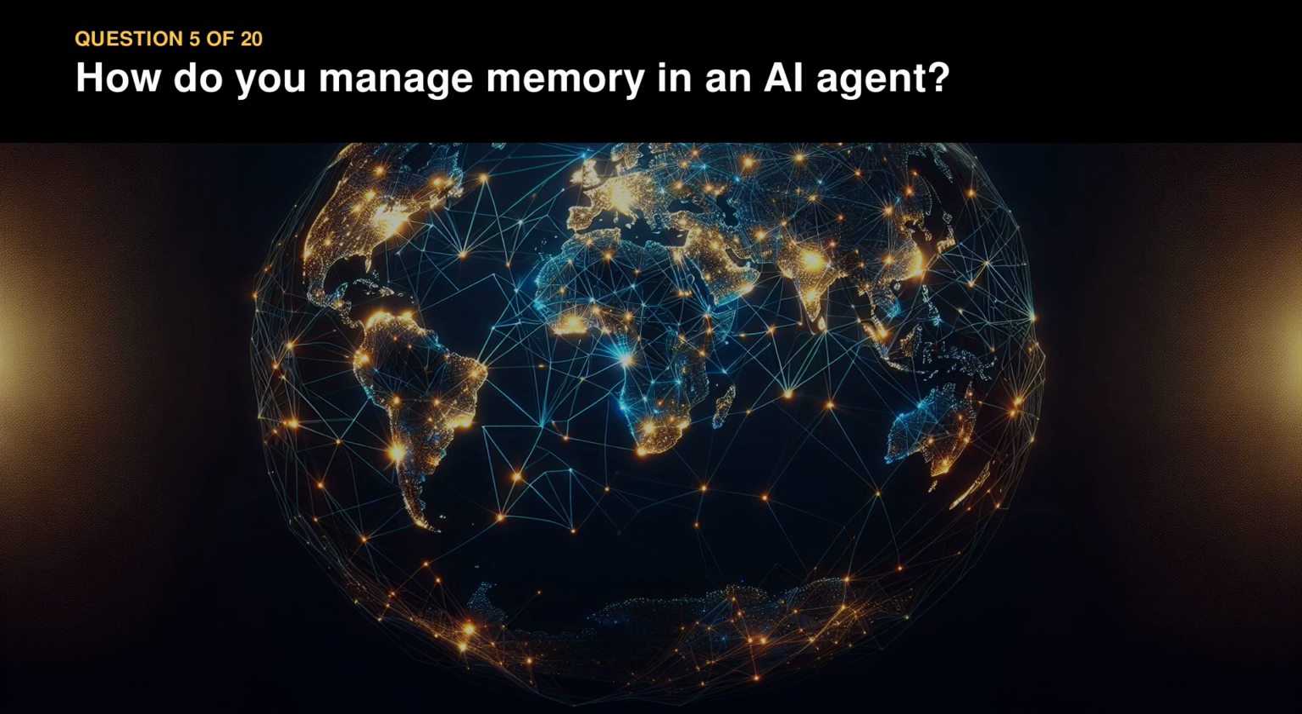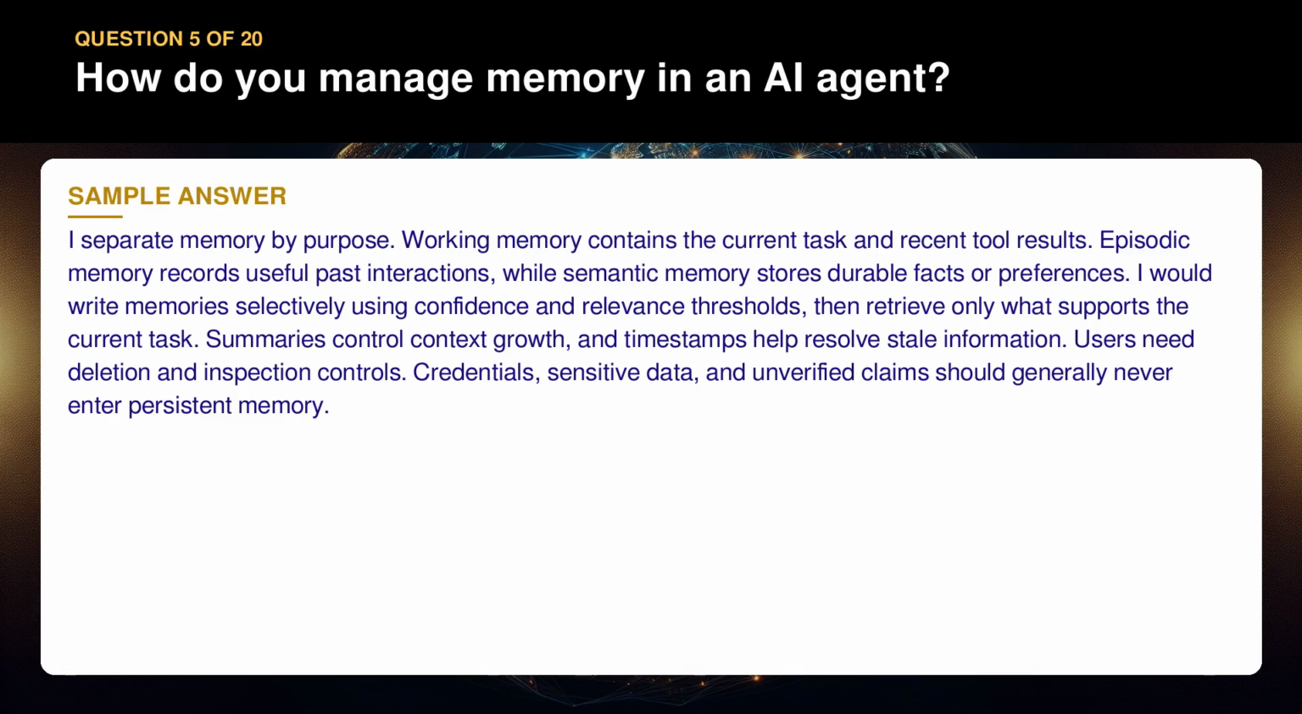Question 5. How do you manage memory in an AI agent? I separate memory by purpose. Working memory contains the current task and recent tool results. Episodic memory records useful past interactions, while semantic memory stores durable facts or preferences. I would write memories selectively using confidence and relevance thresholds, then retrieve only what supports the current task.